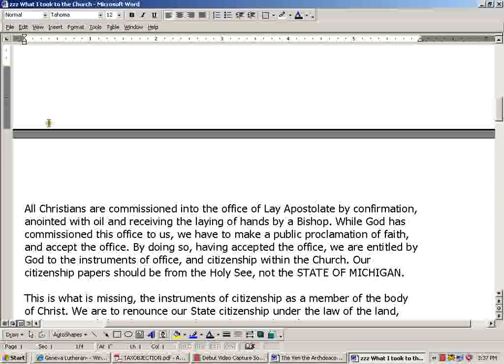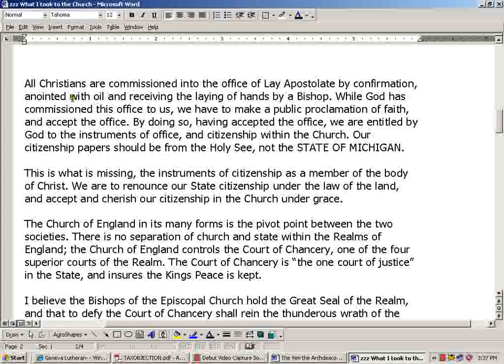All Christians are commissioned into the office of lay apostolate, by confirmation, anointed with oil, and receiving the laying of hands by a bishop. While God has commissioned this office to us, we have to make public proclamation of faith and accept the office. By doing so, having accepted the office, we are entitled by God to the instruments of the office, the citizenship within the church. Our citizenship papers should show that we are from the Holy See, not the state of Michigan.